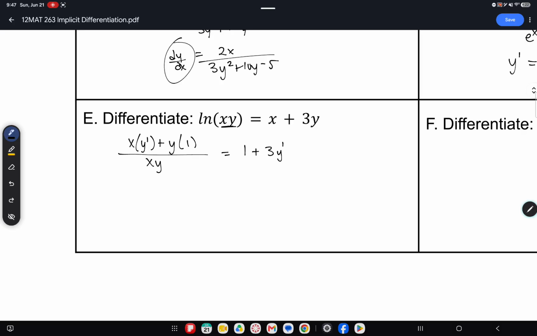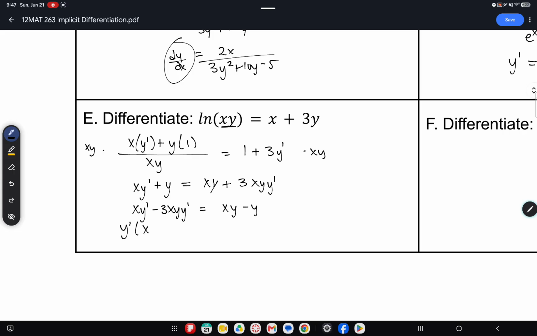Let's isolate the y prime. So I need to multiply both sides by xy. So I have xy prime plus y equals, and I'm going to distribute that. So I have xy plus 3xy y prime. And I want to move some things over. So I want to get the y primes on the same side and everything else to the other. So minus 3xy y prime equals xy minus y.